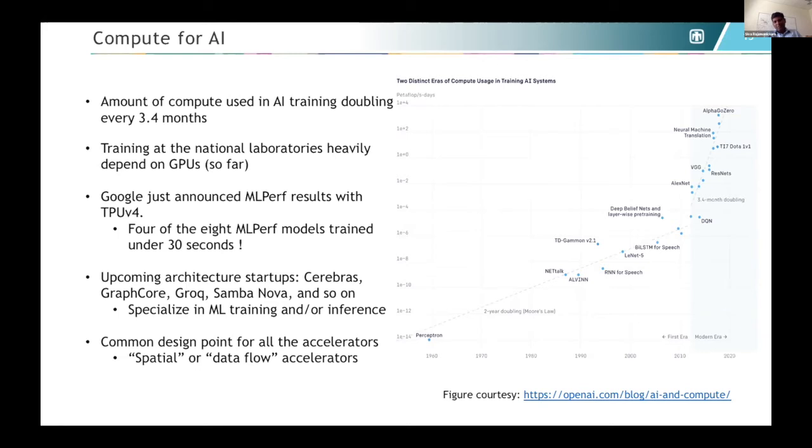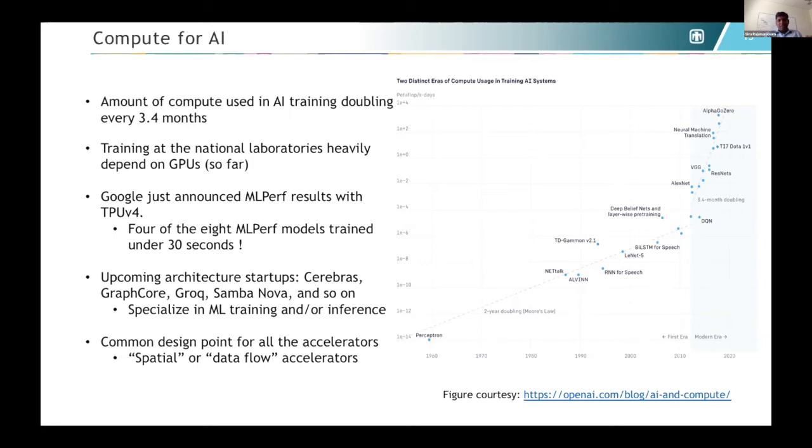And for example, Google just announced the MLPerf results for using TPU v4. They could finish the training for four of the eight MLPerf models in under 30 seconds. That's really exciting. If you look at the times that I showed before, it was in hours, right? So it would reduce the training time by quite a bit. So we are very excited about that.